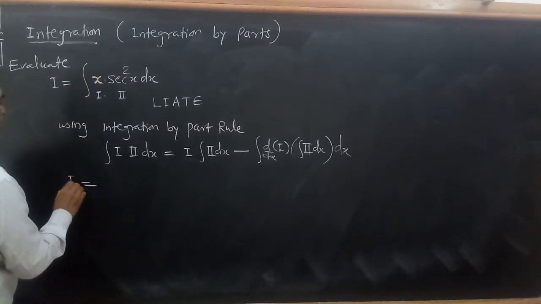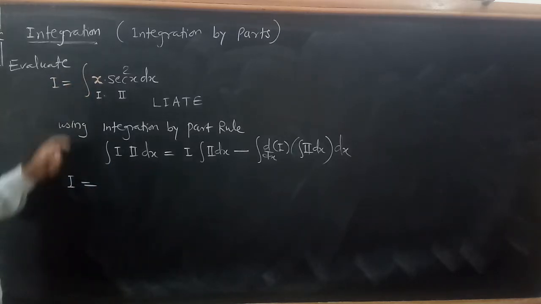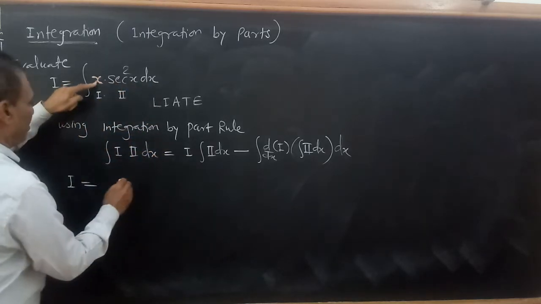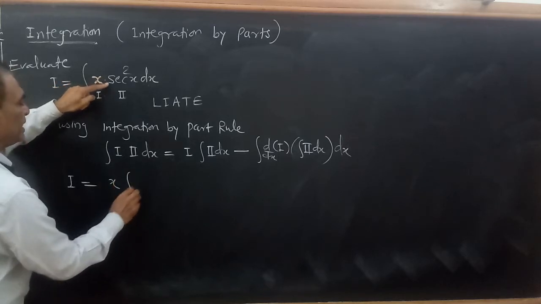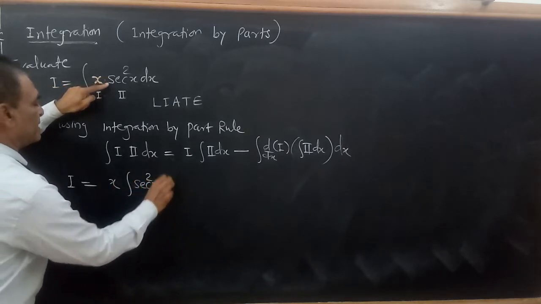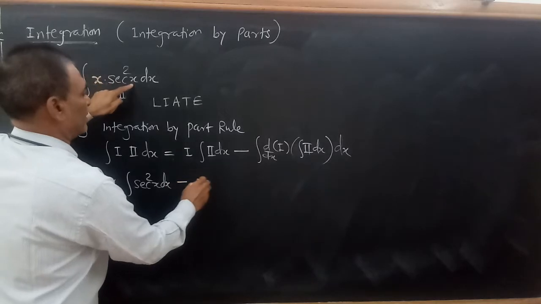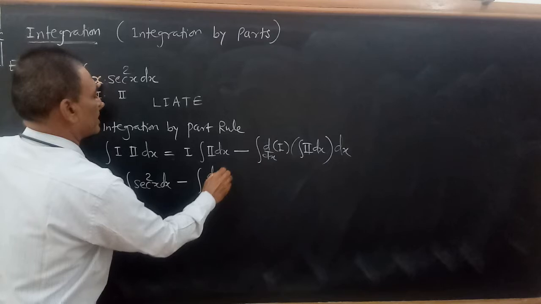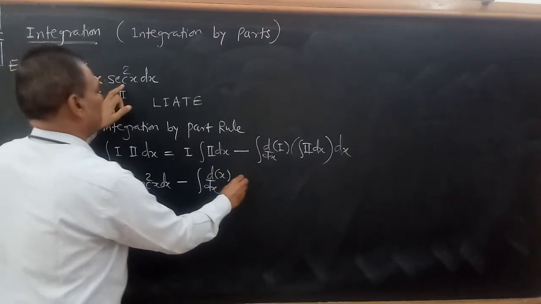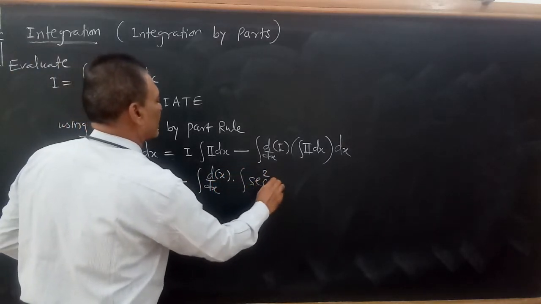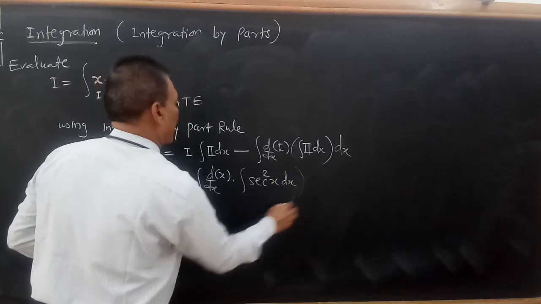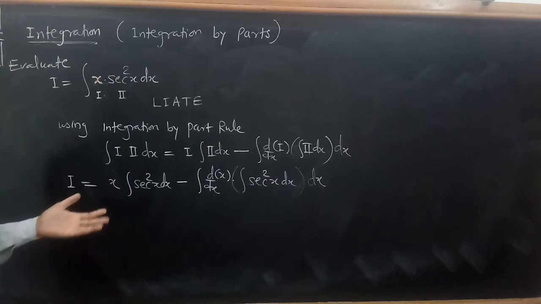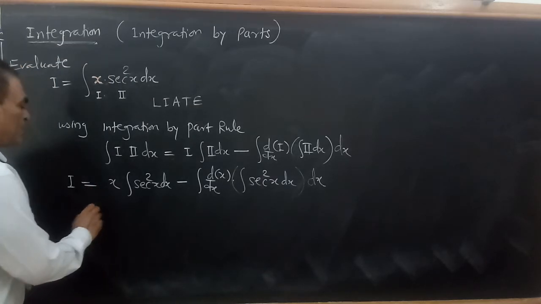I is equal to, given integration is equal to, integration of first into second dx is equal to first, means x, integration of sec square x dx minus integration of derivative of first function, means x, into integration of second function sec square x dx, and one more dx is also there. Okay, then take integration using standard formulas.